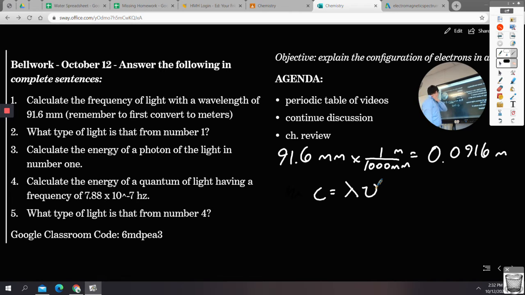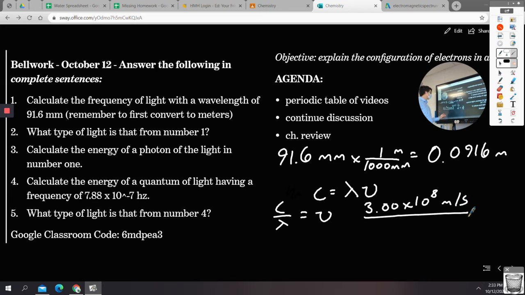Frequency. Good. So how do I manipulate this to find frequency, which is the variable I want to find? Divide by lambda on both sides, giving us C over lambda equals nu. Right? Now the next step is to substitute. Tell me what to write. 3.00 times 10 to the 8th meters per second over 0.0916 meters. Good.